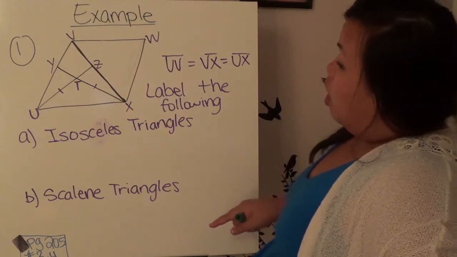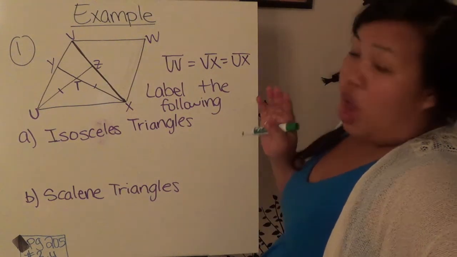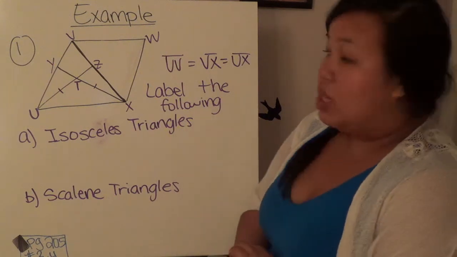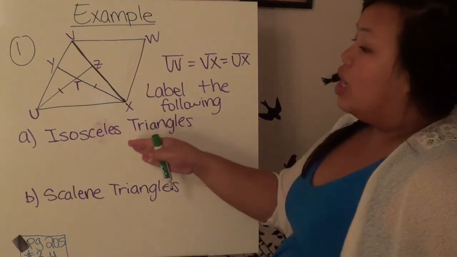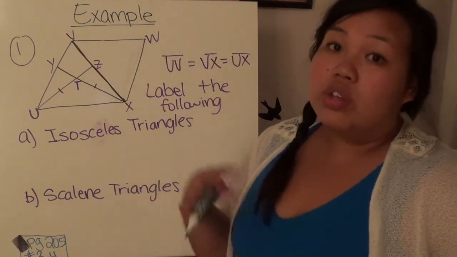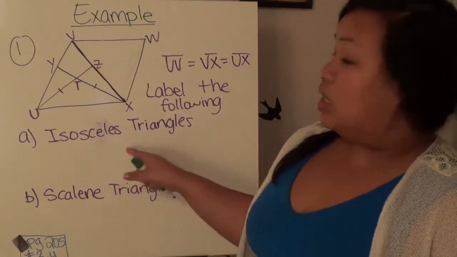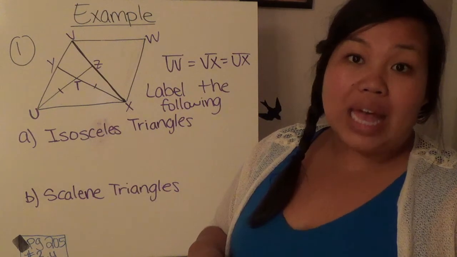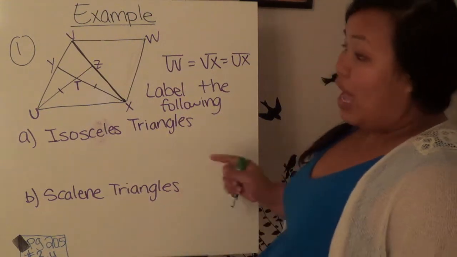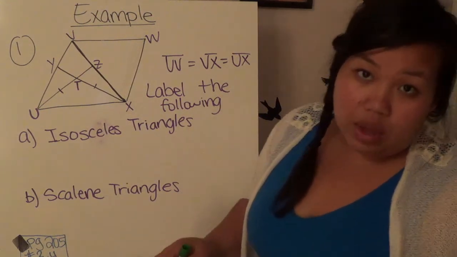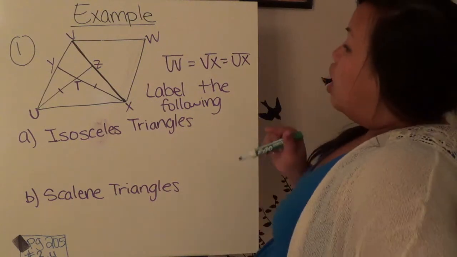So, we won't name all of them so we don't waste time, but we'll name some so you can get the idea. All equilateral triangles are isosceles triangles because equilateral means all sides are the same. Isosceles means that at least two sides are the same. So if I have equilateral, they also count as isosceles. So keep that in mind.